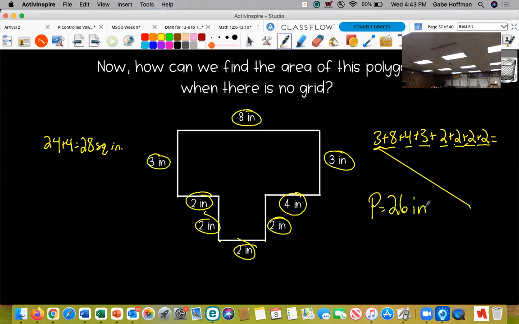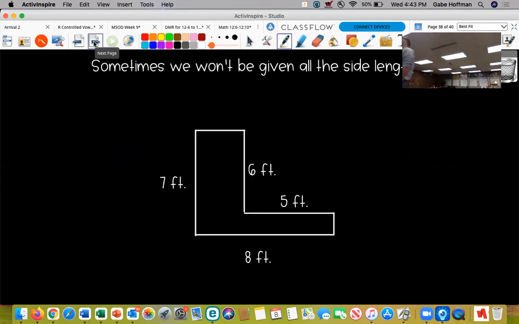And my area, sorry, this was area, is 28 square inches, right? So, and perimeter, all I have to do is add up around the outside. On the area, I have to create those separate rectangles and multiply. Let's look at another example.